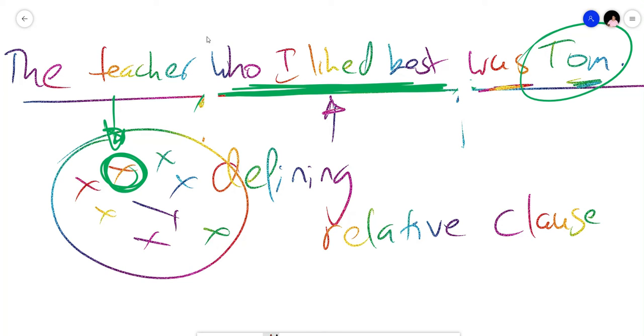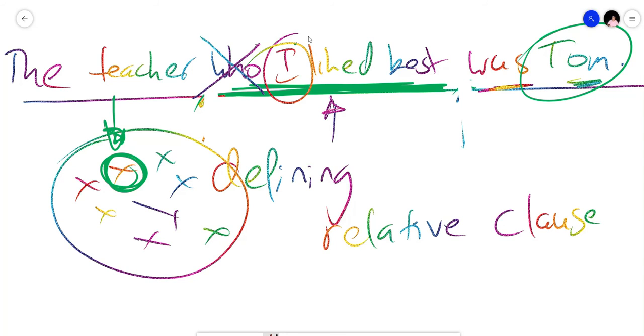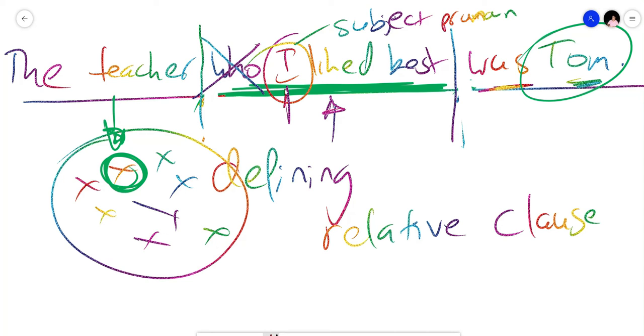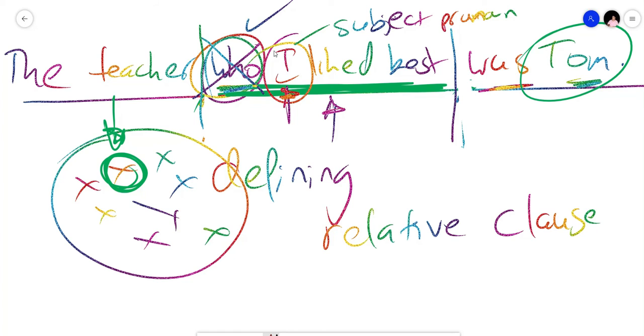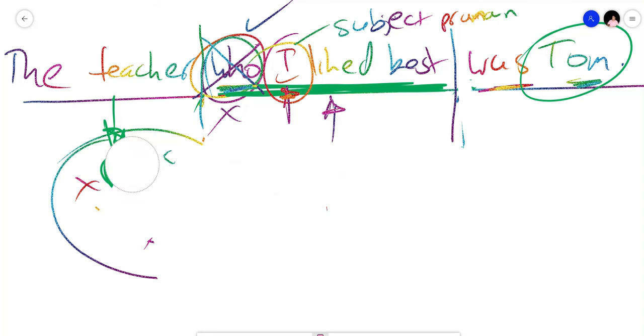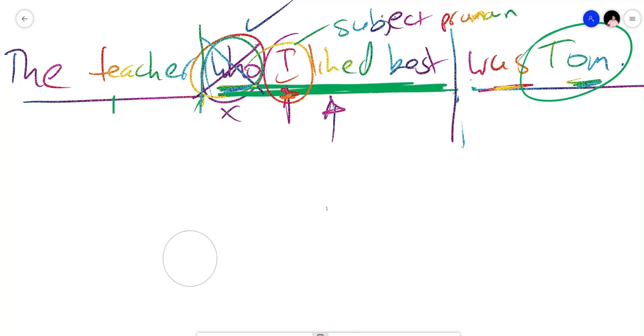You could even, if you wanted to, omit the relative pronoun. Why? Because sitting right next to that relative pronoun is a subject pronoun here. And so within this relative clause, you've already got a subject pronoun, which means this relative pronoun does not need to be included. You can include it if you want to, but you don't have to. It's up to you whether you include it. And you'll come across some examples when you read of relative pronouns that have been omitted.